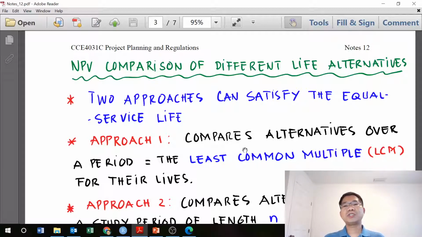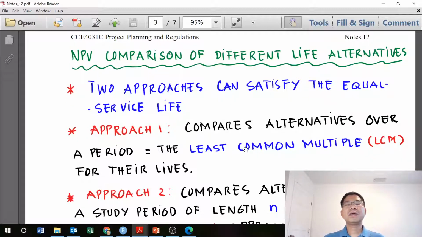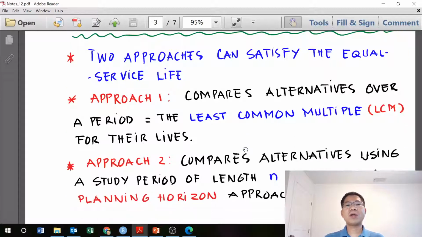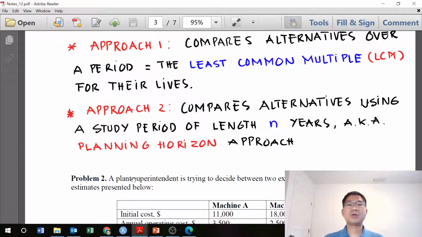So there are two approaches that can satisfy the same service life. The first one, approach number one, compare alternatives over a period equal to the least common multiple, LCM, of their lives. Approach number two, we compare alternatives using a study period of n years, also known as the planning horizon. So those are the two approaches. The question becomes, which approach do I use?